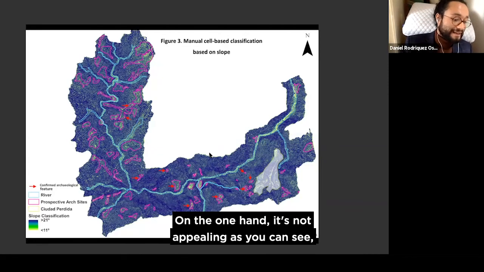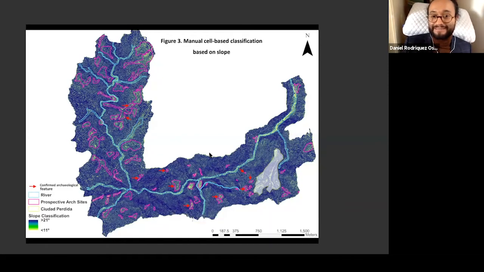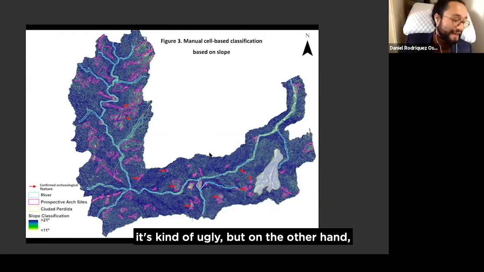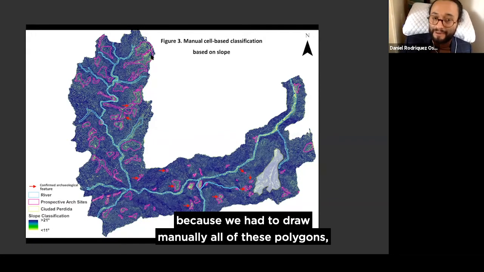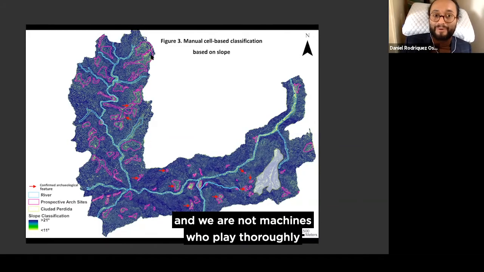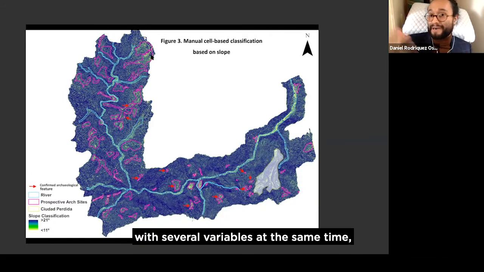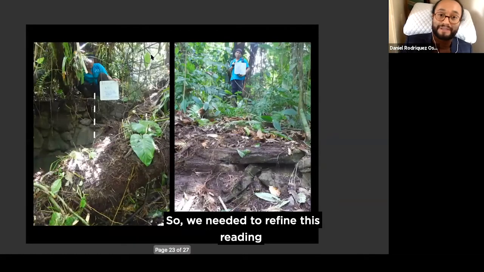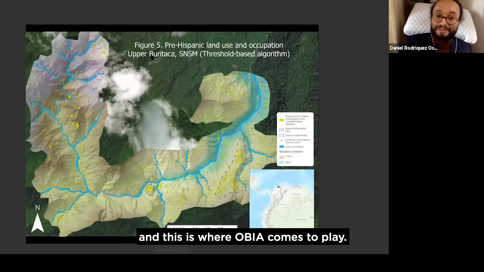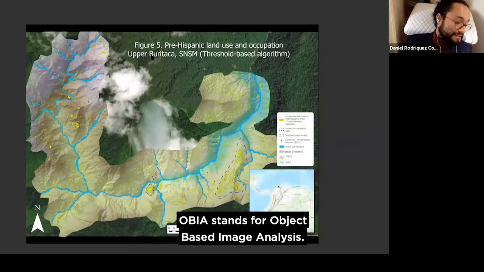On the one hand, it's not appealing, as you can see. It's kind of ugly. But on the other hand, it's pretty confusing because we had to draw manually all of these polygons. And we are not machines who play thoroughly with several variables at the same time. So we could be overlooking some of the variables. So we needed to refine this reading. And this is where OBIA comes into play. OBIA stands for Object-Based Image Analysis.